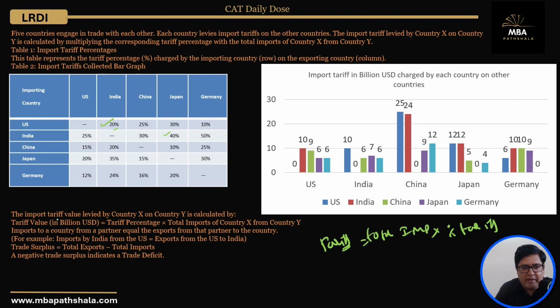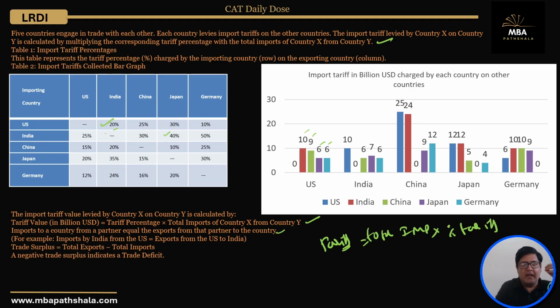Import tariff levied by country X on country Y is calculated as tariff value in billion USD. All of this is in billion USD. Tariff percentage multiplied by import. Same thing which is said here has been written here in equations. Imports to a country from a partner country equal exports from that country to the partner country.